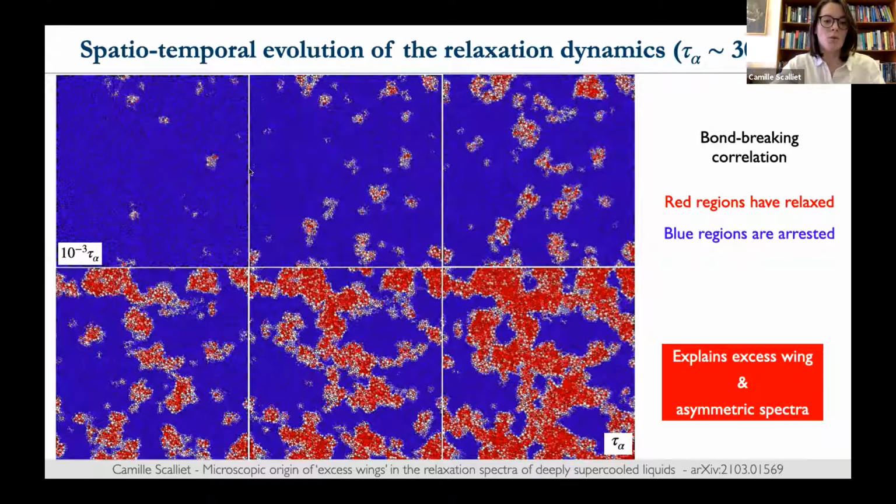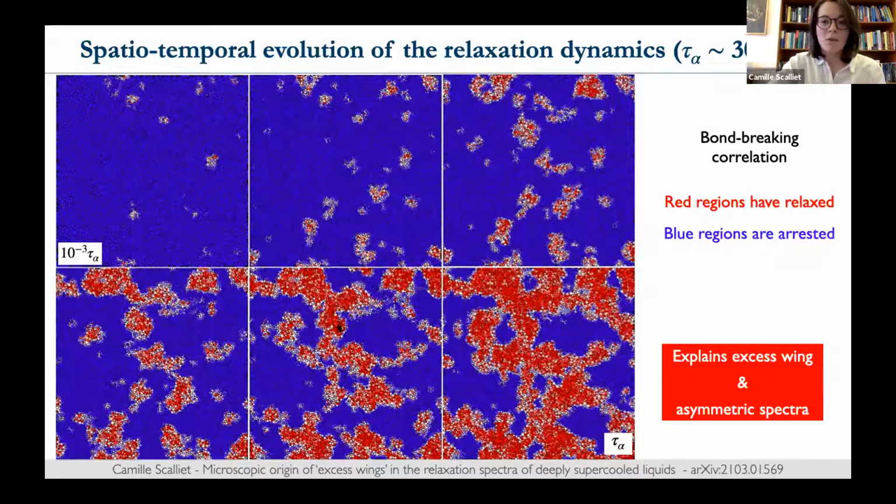Here I show some snapshots of a simulation which are logarithmically spaced in time from the very beginning of relaxation, around 3 decades before the main peak, up to the alpha relaxation, which I call tau alpha. The particles in the snapshots are colored red if they have relaxed, so the local environment has reorganized, or blue if they have not. What we see in these snapshots is that the relaxation starts very early compared to the main relaxation, and starts in localized and quite rare clusters as shown here. And you see that between the first two snapshots, the relaxation is driven by the appearance of new clusters, for example, this one here or this one there.